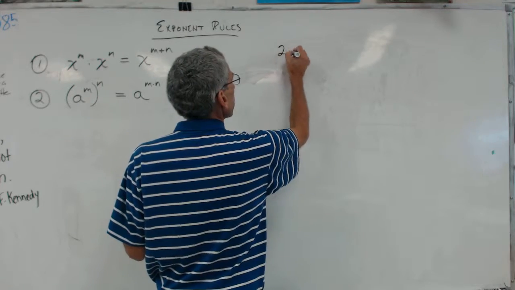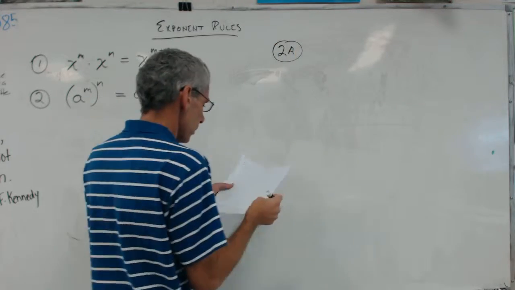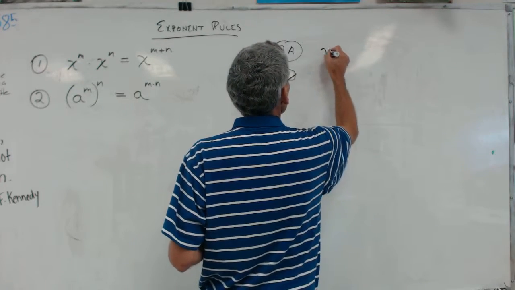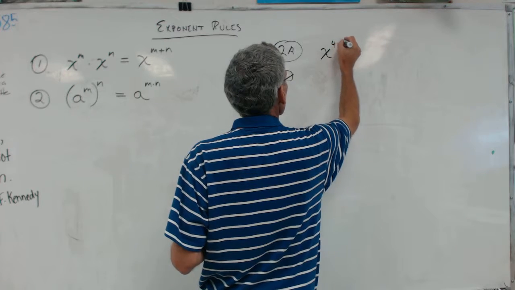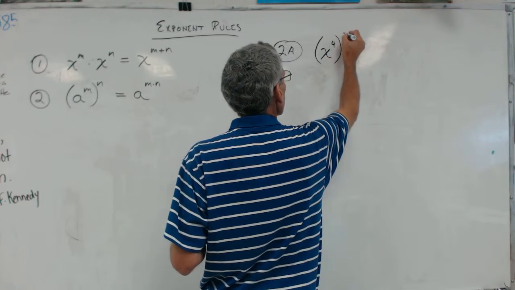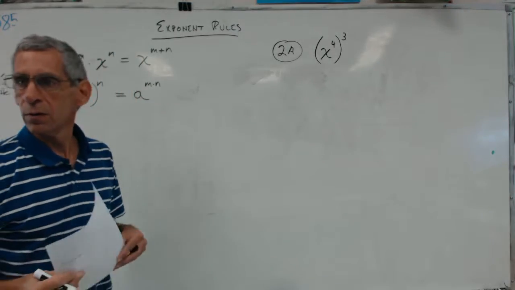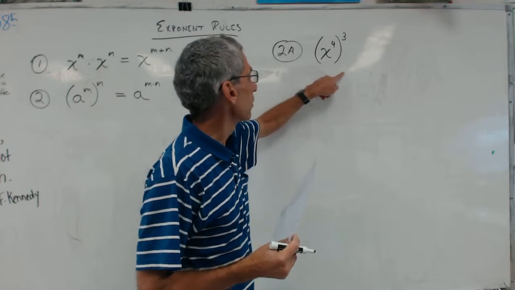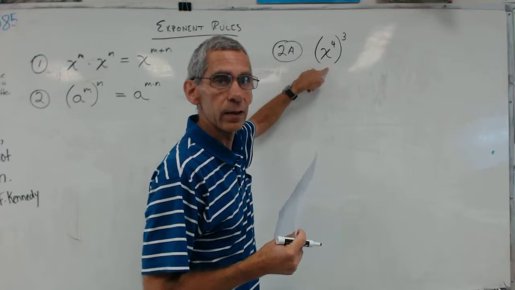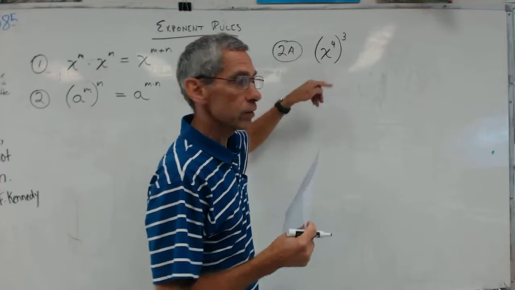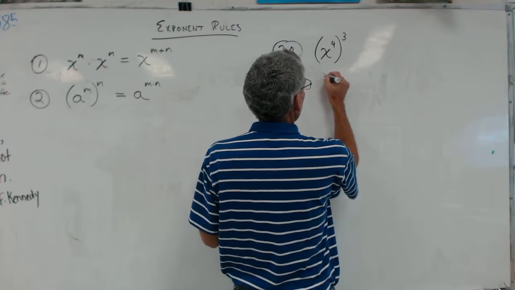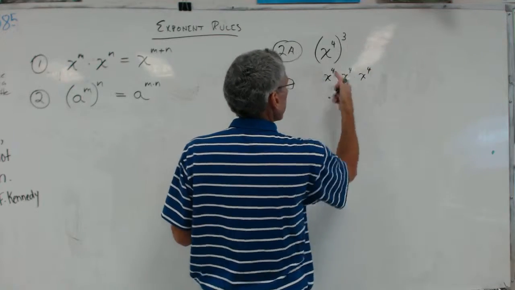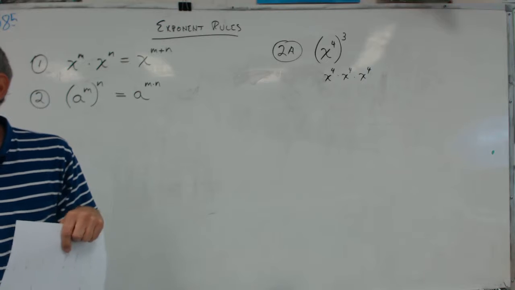So we'll have 2a as an example: x to the 4th, cubed. Now, remember what that means, x to the 4th raised to the 3rd power. The 3rd power means this times itself 3 times, right? So it's x to the 4th times x to the 4th times x to the 4th. That's what that means. You guys all see that that's what that means? Does that make sense?